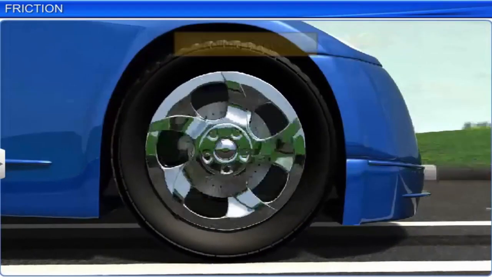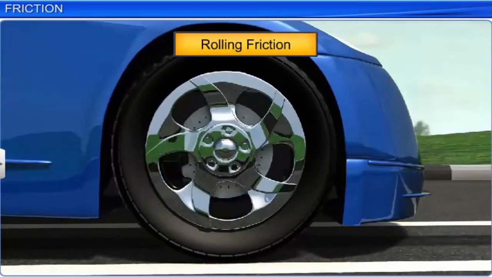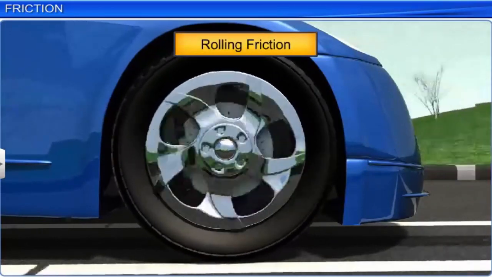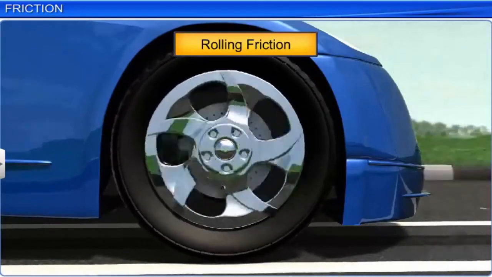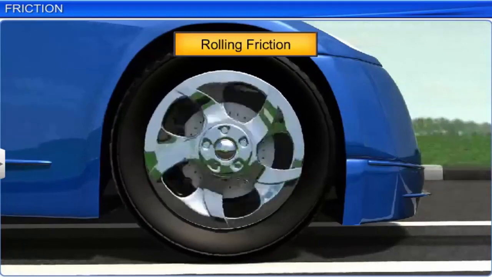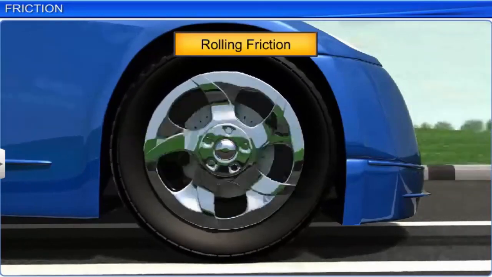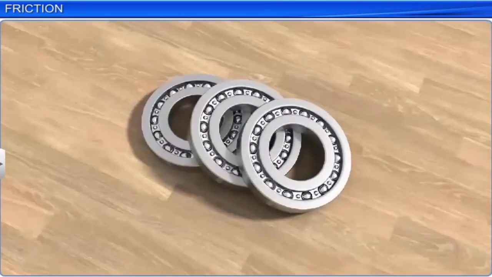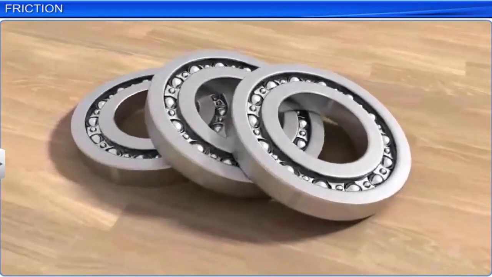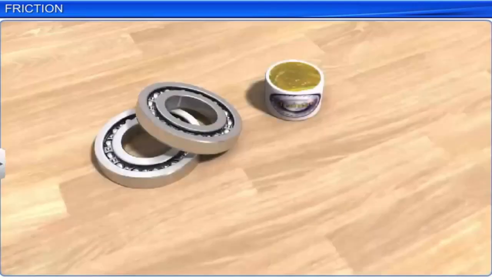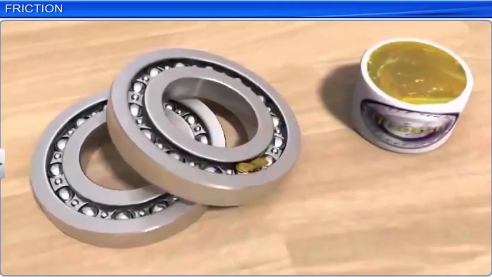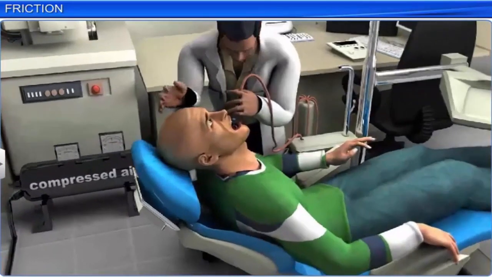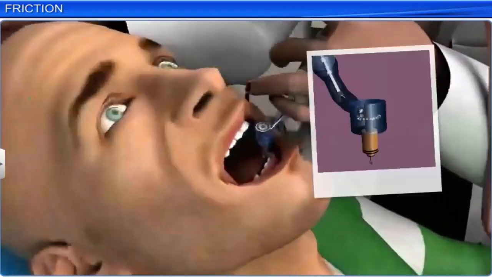Now let us look at rolling friction. When cylindrical or spherical shaped bodies roll without slipping on a cylindrical or flat surface, the frictional force is minimal. A ball or roller bearing falls in this category. To reduce the friction further, grease or lubricating oil is introduced between the surfaces. Air is used as a lubricant in high precision and high speed equipment.